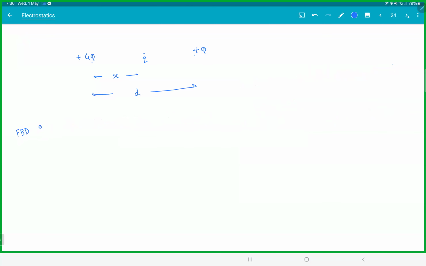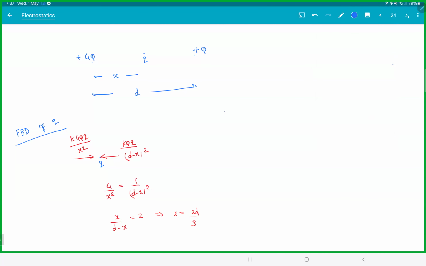So first thing, we will take stability of Q. If you take FBD of small q, the right guy, now I don't know whether it is positive or negative, so I will just assume it is positive. Like I said, the signs will take care of it. K q Q by (d minus x) whole square. Anyway, in this case, it will cancel out. But we can feel it logically should be negative charge. So if you equate them, you end up with 4 by x square is 1 by (d minus x) whole square. So x by (d minus x) is 2. X is equal to 2d by 3.